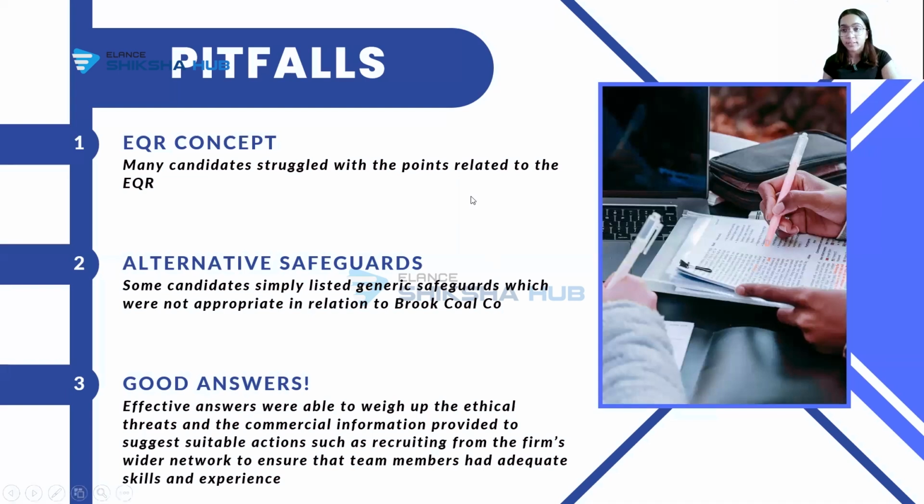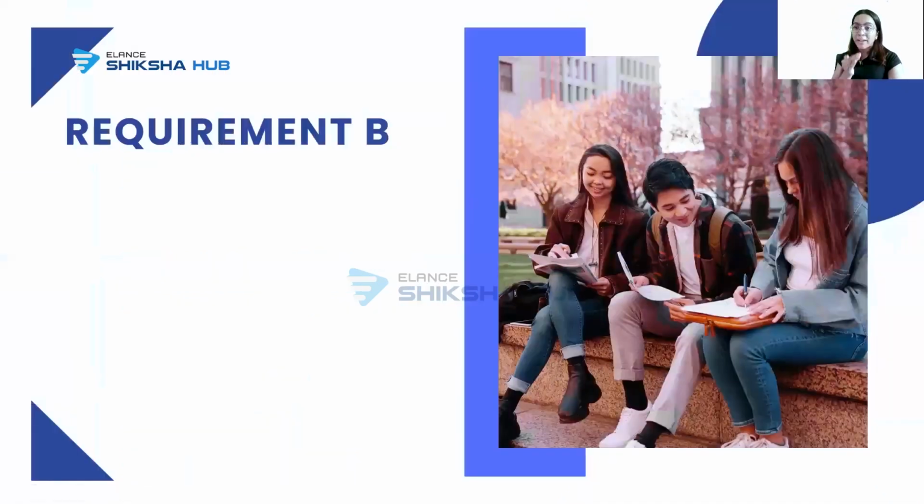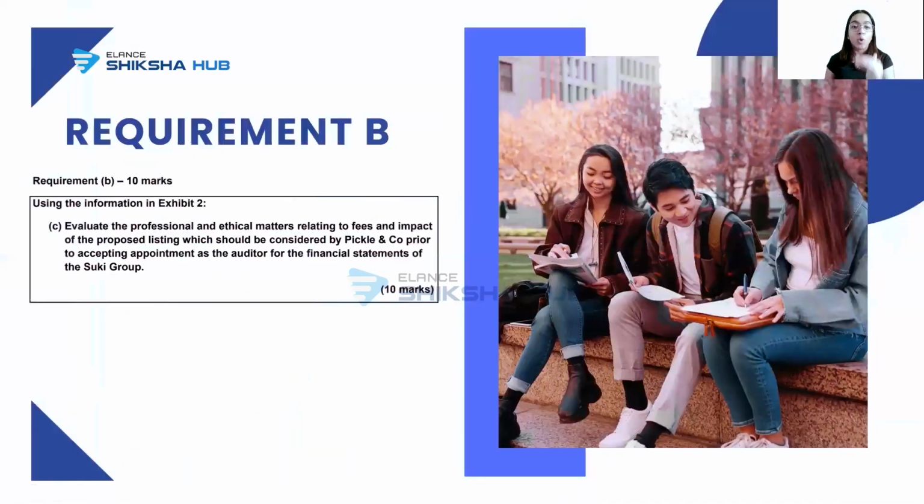Even I have noticed it myself. Now, coming on to the second requirement, what was it? See, a lot of importance was given to ethics. In the first question, there was ethics. In the second, also ethics. Evaluate professional and ethical matters relating to the fees and the impact on the proposed listing, which should be considered prior to accepting appointment as an auditor for the financial statements of Suki Group.